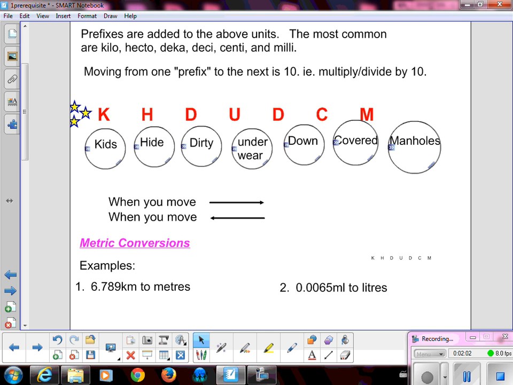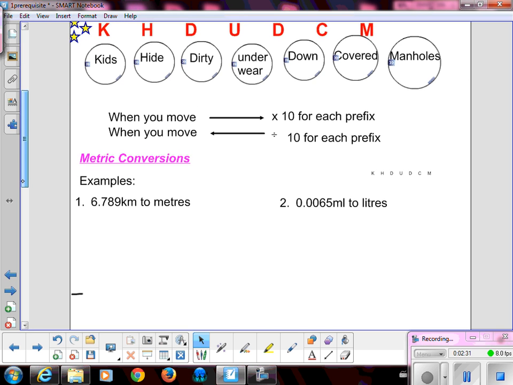So when I move along that prefix row, from the left to the right, what I do is I multiply for each prefix. So if I'm going over 2, I'd be multiplying by 10 twice, or in other words, by 100. If I move from right to left, I'm going to divide for each prefix. Sorry about that. So let's look at a couple questions.